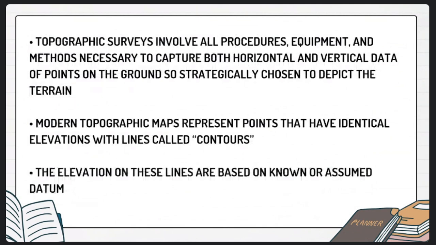Topographic surveys involve all procedures, equipment, and methods necessary to capture both horizontal and vertical data of points on the ground so strategically chosen to depict the terrain. Modern topographic maps represent points that have identical elevations with lines called contours. The elevation on these lines are based on known or assumed datum.